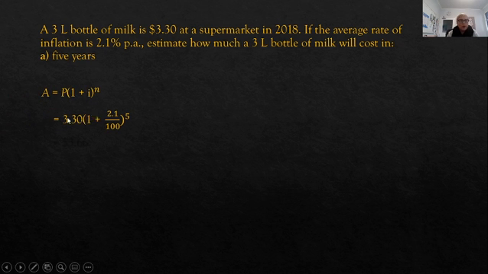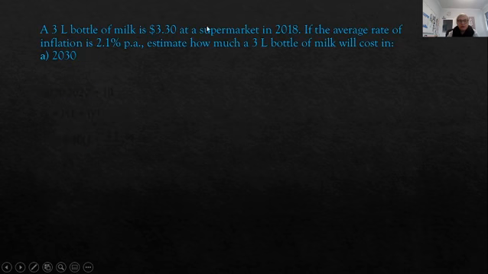Our principal is the milk, $3.30. We put our formula in: 1 plus 2.1 over 100 because that is our percentage, and then it said 5 years, so we put it to the power of 5. If you put that all into the calculator, you'll get $3.66. So that is how in 5 years' time that milk should cost you $3.66. Please remember 2 decimal places, round properly.